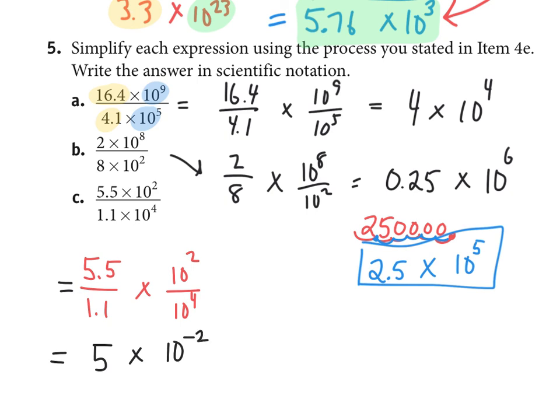Now, normally it's not acceptable to leave things with a negative exponent, but scientific notation is one of those times when it's actually okay. And our factor 5 is between 1 and 10, so that would be perfectly fine for scientific notation.